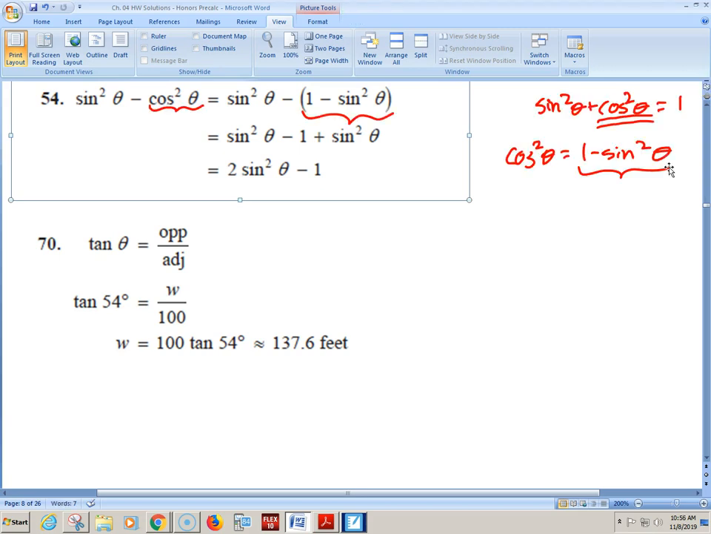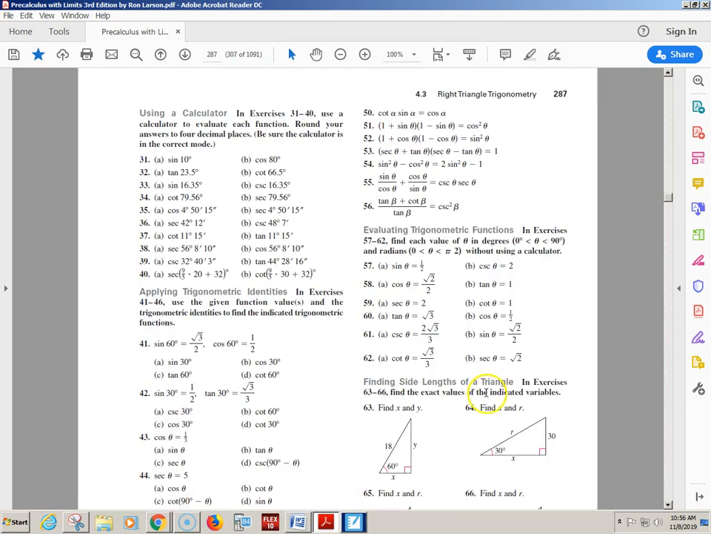Okay, did we get stuck anywhere that we need to ask about? Bianca. 45C. 45C. Anything else besides 45C?